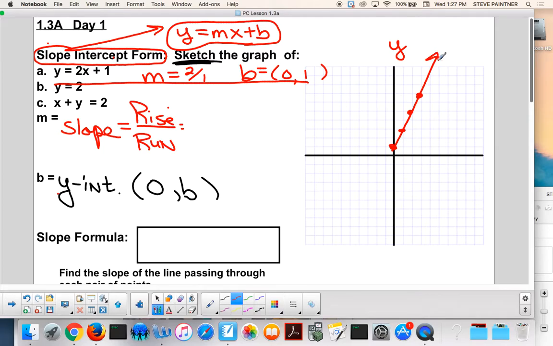There's another side to this line. What direction would I follow now? The other side. Down to the left. Left 1, down 2. There it goes. Good. Okay, that's A. Now B, look at B, it says y equals 2. Is this in slope-intercept form?